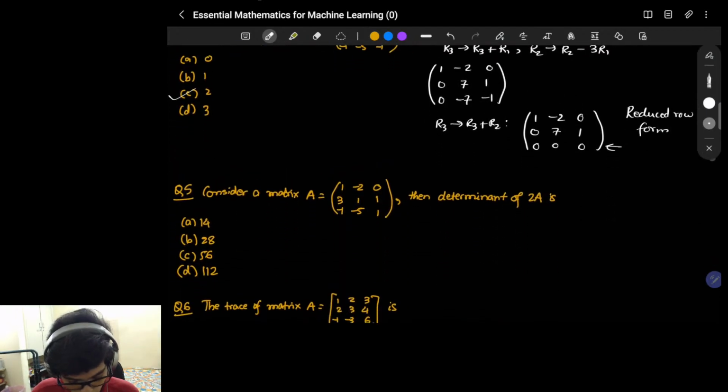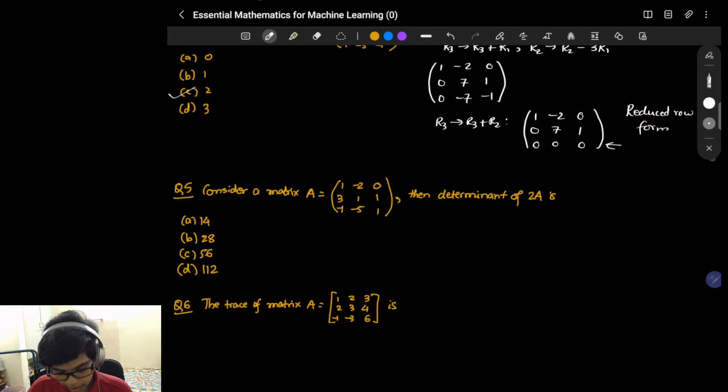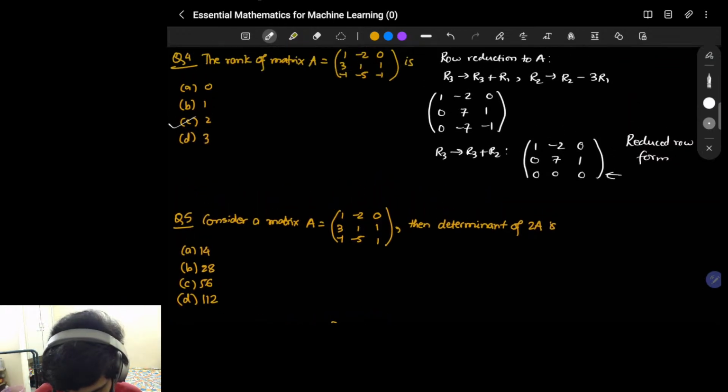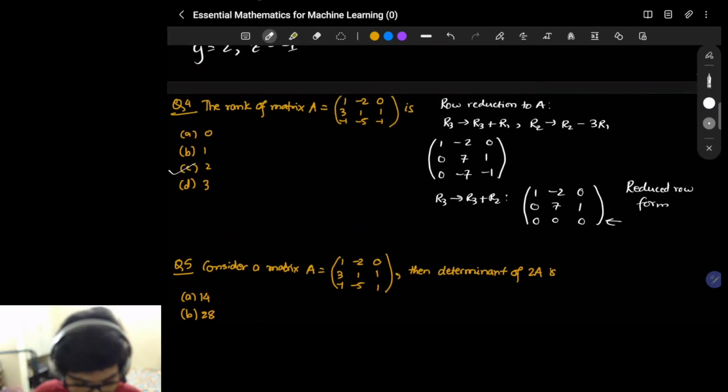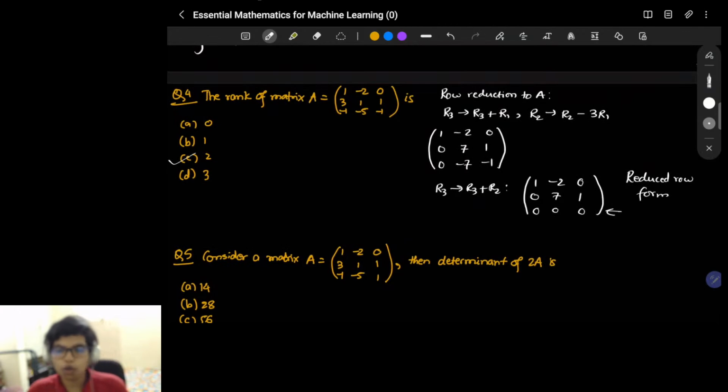Next, another question on matrices. This time we need to find out the determinant of. Yeah, so that's what I said. Rank is the number of non-zero rows in the reduced row form of the matrix. So this is the reduced row form of the matrix. We see that the last row is 0. So we have two non-zero rows. That means rank is equal to 2.